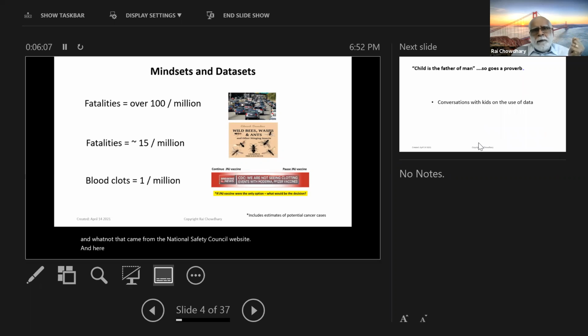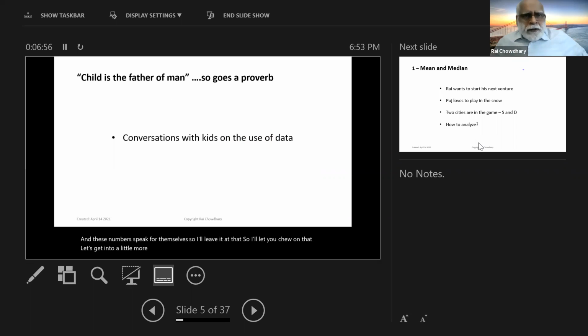And here we are debating the risk of 1 in 1 million of a blood clot. Okay, I understand that some of you may agree, some of you may not agree, but put it in perspective. Now, we are lucky that we have the Pfizer vaccine and the Moderna vaccine. What would have been the decision if we didn't have those? And how you present the data, how you present the information makes all the difference. So here we are debating 1 in 1 million risk. What should have been presented is what is the risk of fatality from a regular flu shot? Nobody talks about it. Nobody wants to talk about it. And these numbers speak for themselves. So I'll leave it at that. So I'll let you chew on that. Let's get into a little more detail on the statistical aspects of all of this.